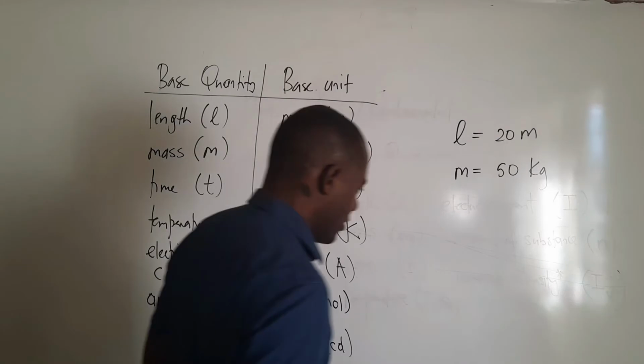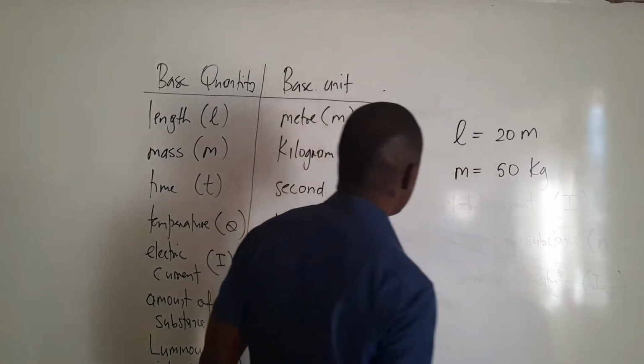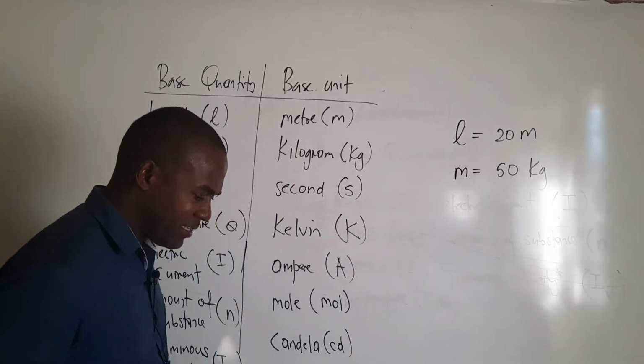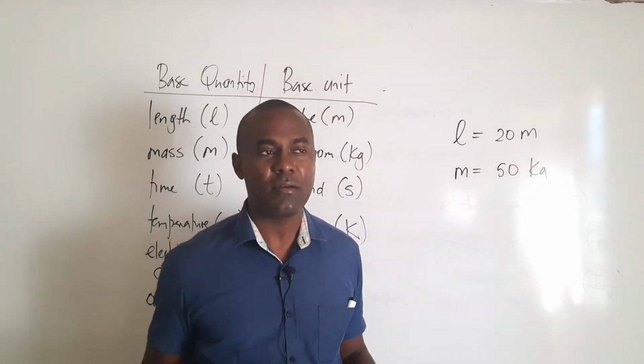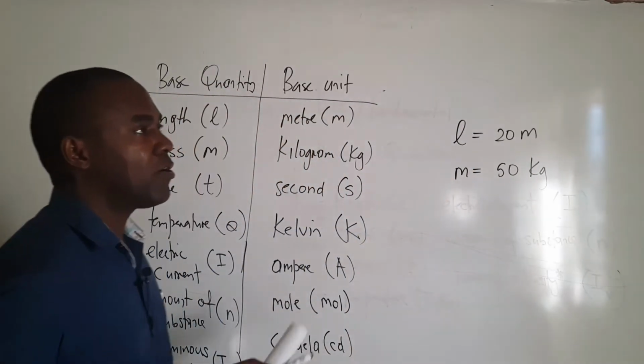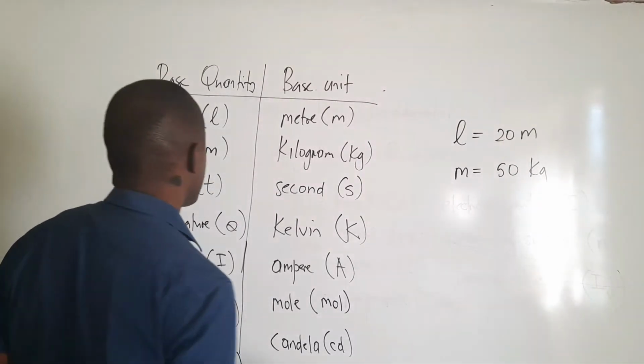So those are our base quantities and their respective units. Now let's look at the other type of physical quantities, rather, what we call derived quantities.